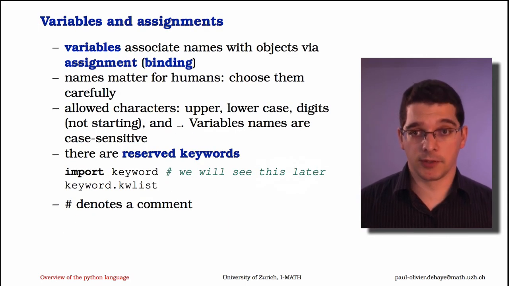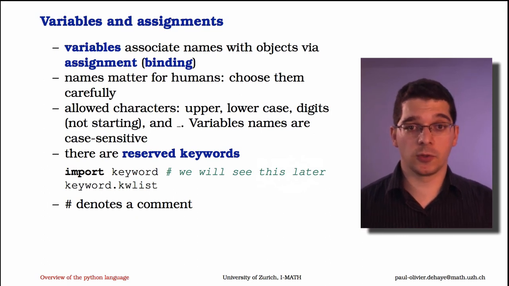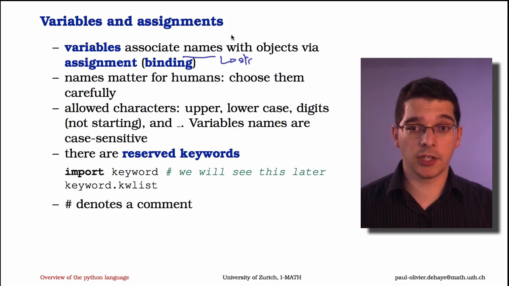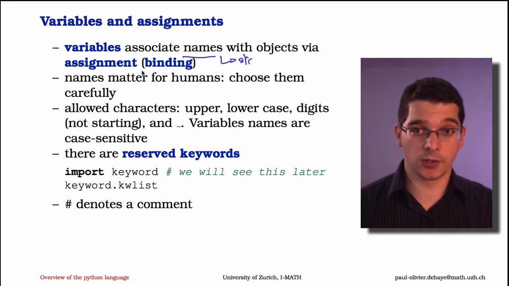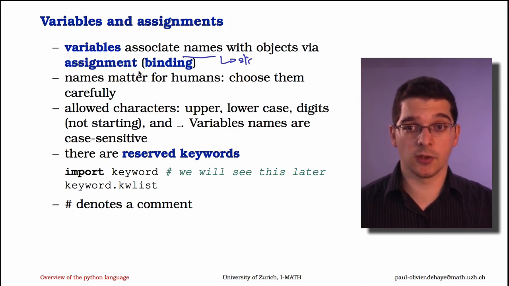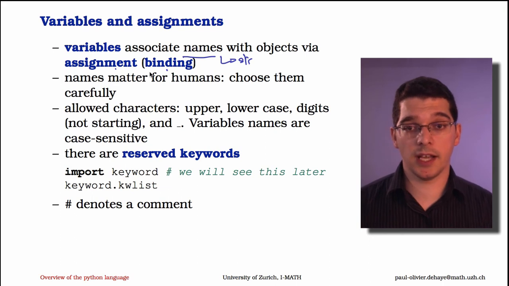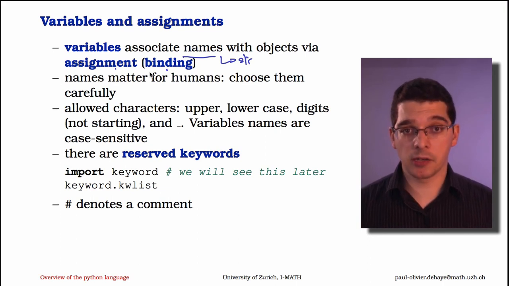Now about variables. Variables are used to associate a certain name, basically a string, with some objects that are in memory. This operation of associating a name with an object is called an assignment, and it creates a binding. So this is the operation that creates a binding. We say that afterwards some variable is bound to a certain object.